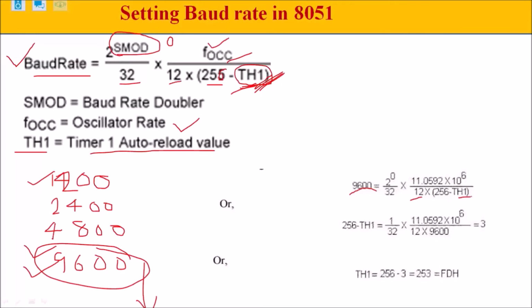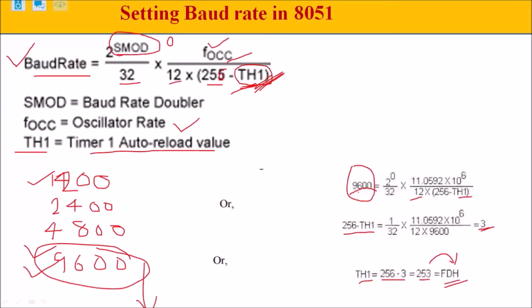256 minus TH1. So solve this. You will get 256 minus TH1, and if you shift it to this side, you will get 3. So TH1 is 256 minus 3, that is 253. If you convert 253 into hex, you will get FDH. So when you store FDH in TH1, the baud rate you will get is 9600. So the data transmission rate will be 9600.